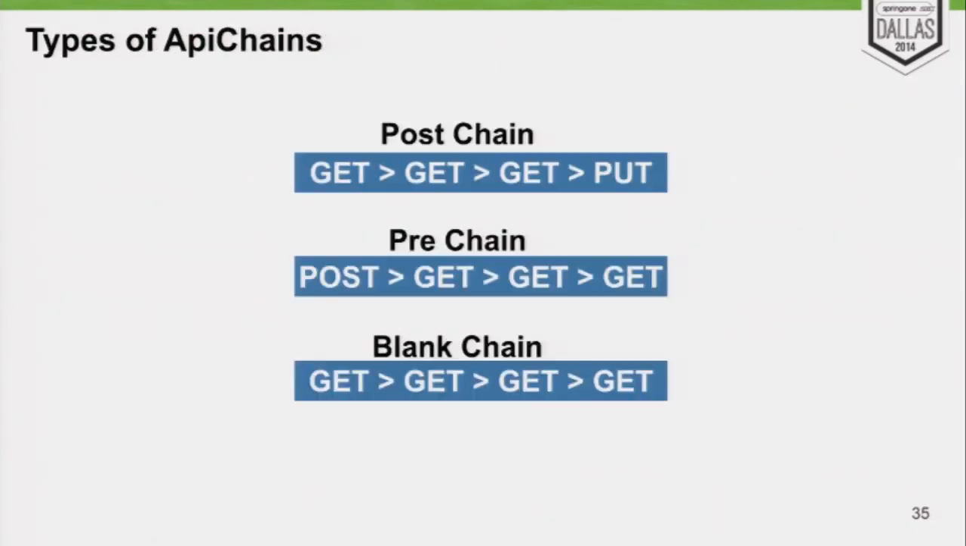So there are three types of API chains. There's a post chain, a pre-chain, and a blank chain, basically what I just covered. And these are just a basic run-through of them where you can go get, put, post, get, or get. This is not limited to 4. You can do 10, you can do 15, you can do 25. The limitation is up to you. I would normally put it at about 5 because if you get a lot of mobile people hitting this and trying to do 25 chains in a row, you're going to get bogged down. But this is a big benefit for mobile developers.